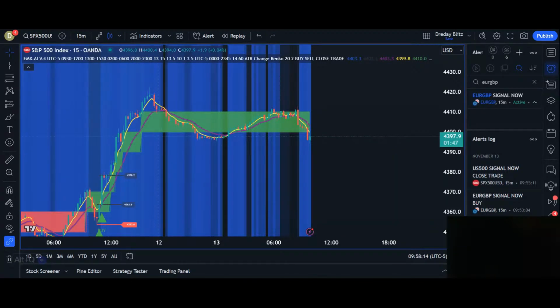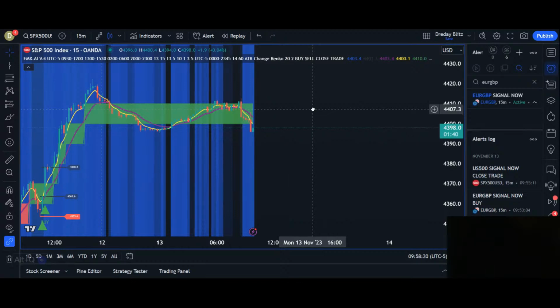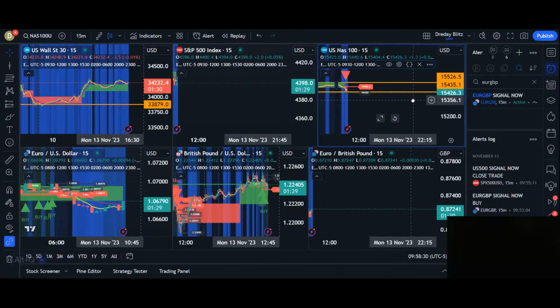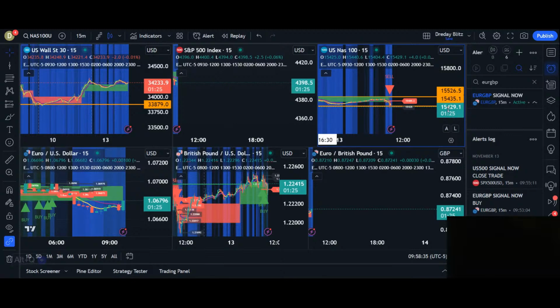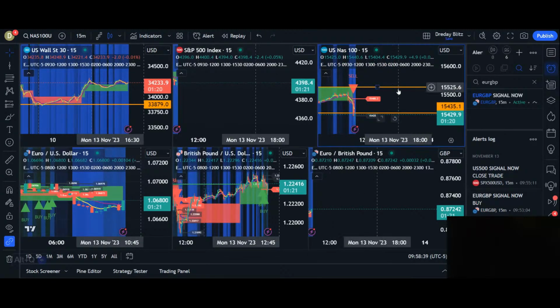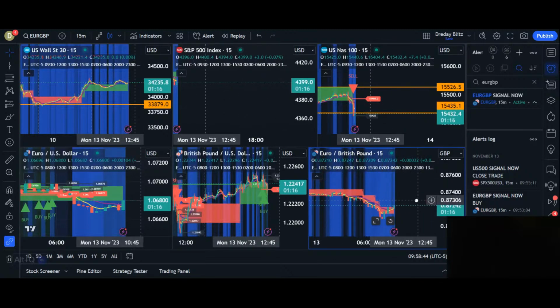Okay, so right now, so far we have a buy signal on Euro GBP, a sell signal on the Nasdaq, and we received notification for the trend change for US 500 or SPX 500, whatever we want to call it. Okay.